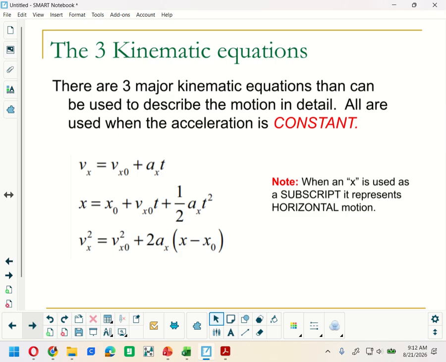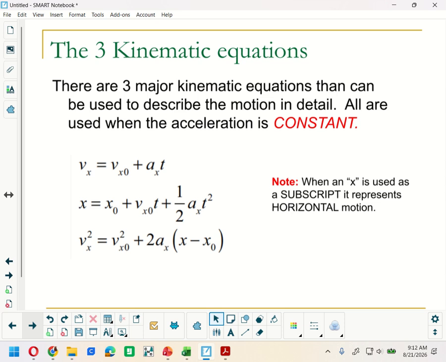All right, there are three major kinematic equations that can be used to describe the motion in detail. All are used when acceleration is constant. What does that mean? What does constant mean? Zero? It could be zero. No change.